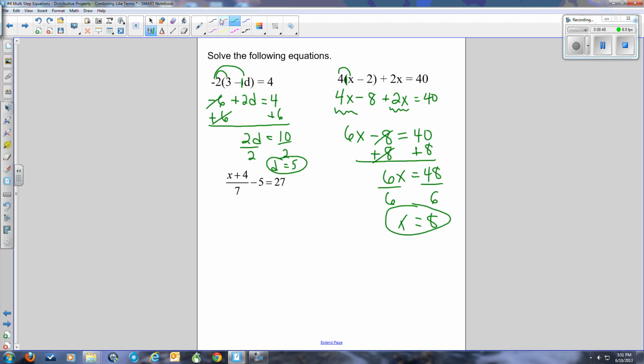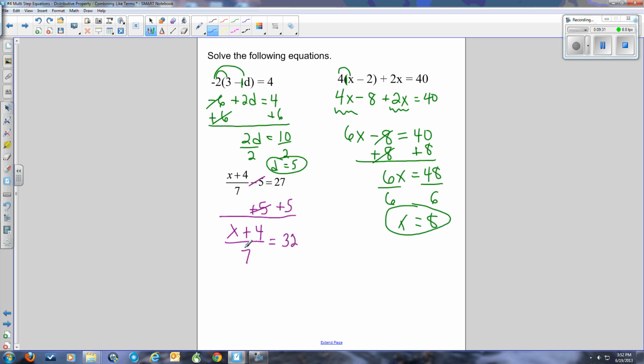Moving on to the last equation on this page, we have x plus 4 all over 7 minus 5 equals 27. We want to get rid of this minus 5. That 7 is underneath this entire expression of x plus 4, so we want to deal with that after we've gotten rid of everything else. So instead of having this minus 5, we're going to do the opposite and add 5 to each side. And the 5's will cancel. So we have x plus 4 over 7 equals 32.